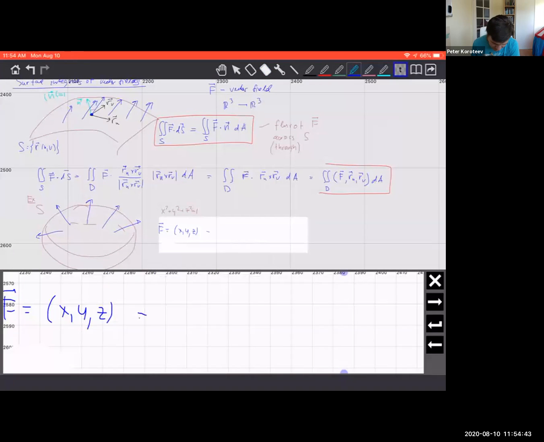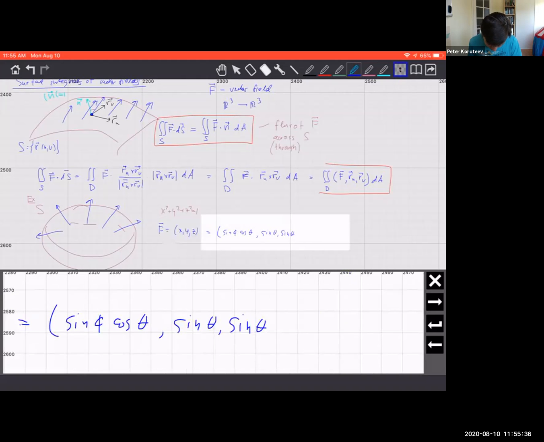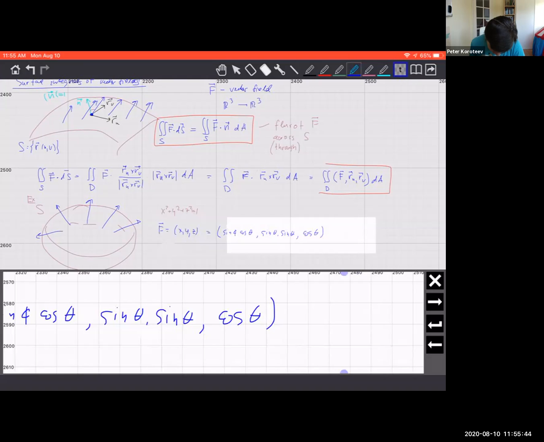So if F is equal to... yeah, so you need to do the calculator. So this will be x is... well, it's a different example in the book, but here let's do this. So if x is equal to sine phi cosine theta, sine phi sine theta, cosine theta, right?